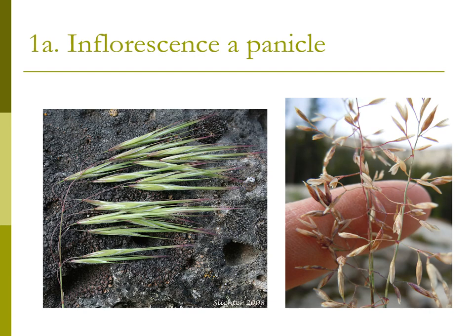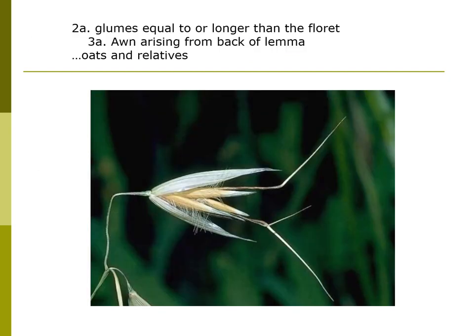So the first big group we're going to look at are the grasses with the panicled inflorescence. You can see some examples there in the photographs. And within the panicled inflorescence, the first step is to decide if the glumes are equal to or longer than the floret. And you can see in this photograph the glumes, which are the outside structures, are quite a bit longer than the florets inside.